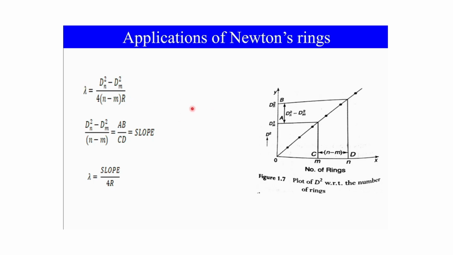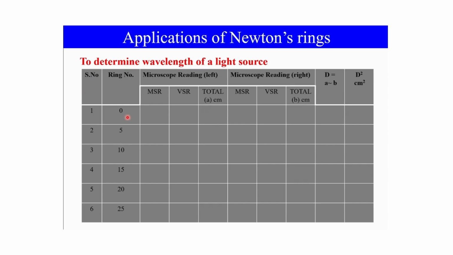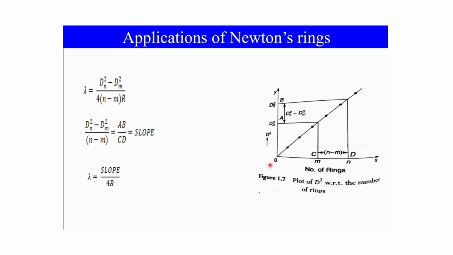From the table we have to collect this information and draw a graph taking ring number on the x-axis and diameter square on the y-axis. If we draw a line, we will get a straight line. From this straight line, we have to find the slope. Then from the slope, lambda is equal to slope divided by 4R. Then if this value and this value both coincide, then that experiment is correct.